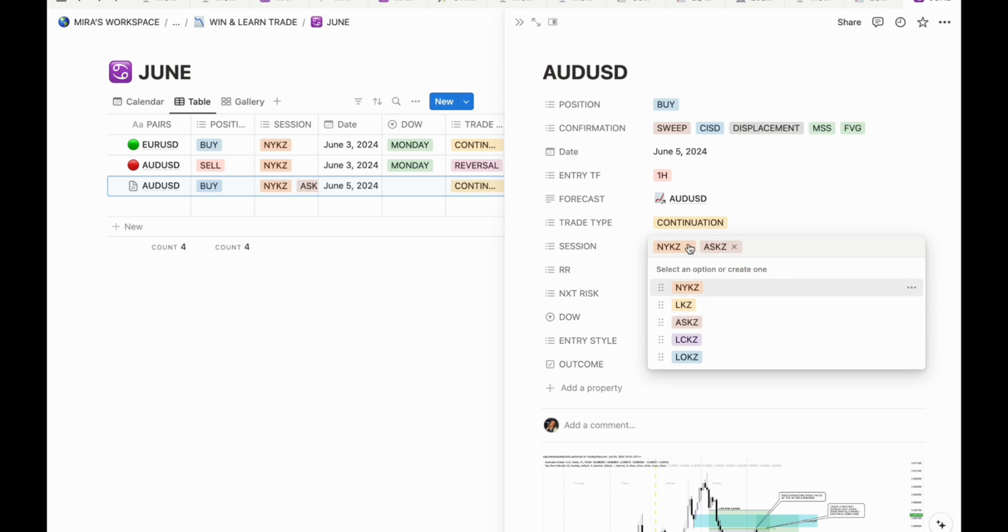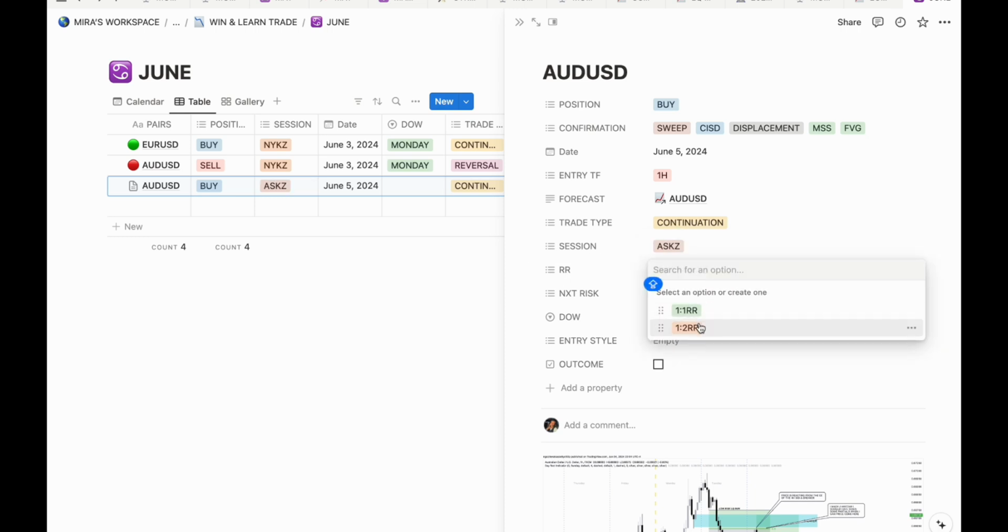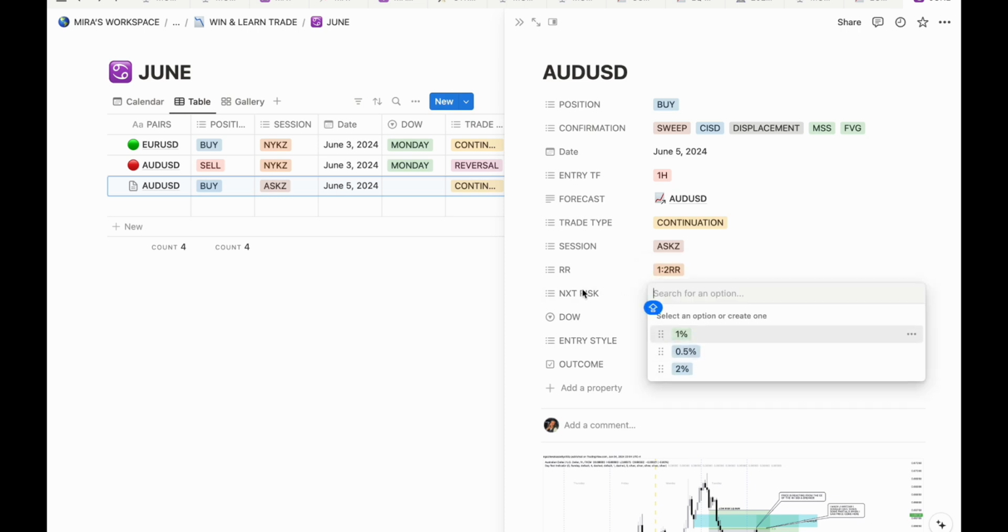So it's Asian section. So how many RR am I targeting? 1:2, 1:3. Normally I go for 1:2 RR. Next, risk. So this risk is more like the trade I'm taking. If my account is on drawdown, this is to remind myself, okay, am I going to be taking 1% risk, or am I going to be reducing my risk to 0.5% or 2%? But I've never used this 2% yet, but I'm still on 0.5%.